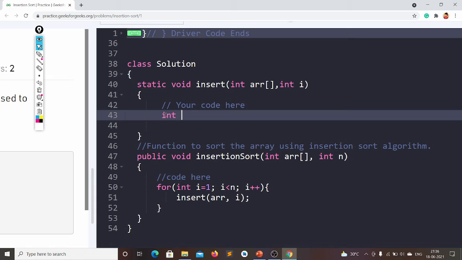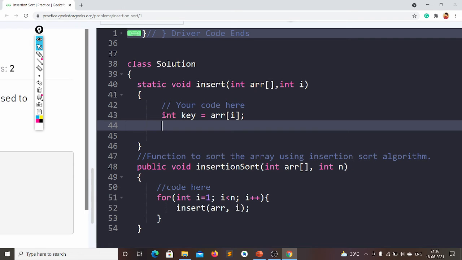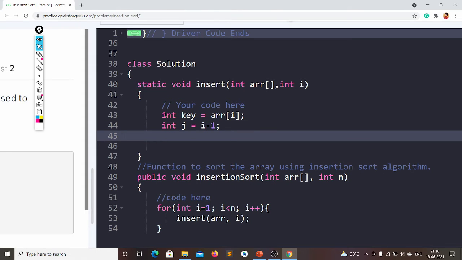What we usually do is let's take int key is equal to array of i. We are assuming that as the key, and let's take int j is equal to i minus 1, as we are searching from the previous element. Then a while loop, while j is greater than or equal to 0. As we are moving backwards, we should check whether our j is greater than or equal to 0 or not.